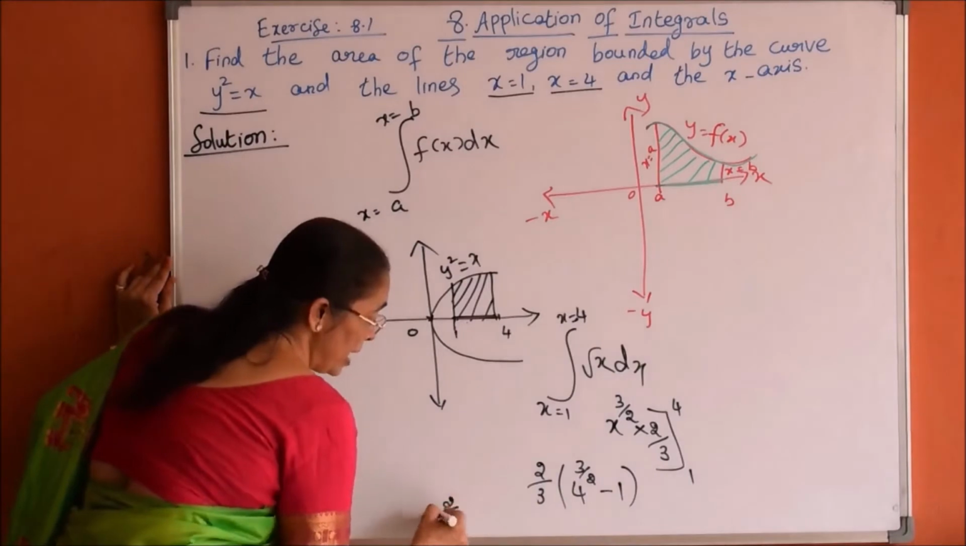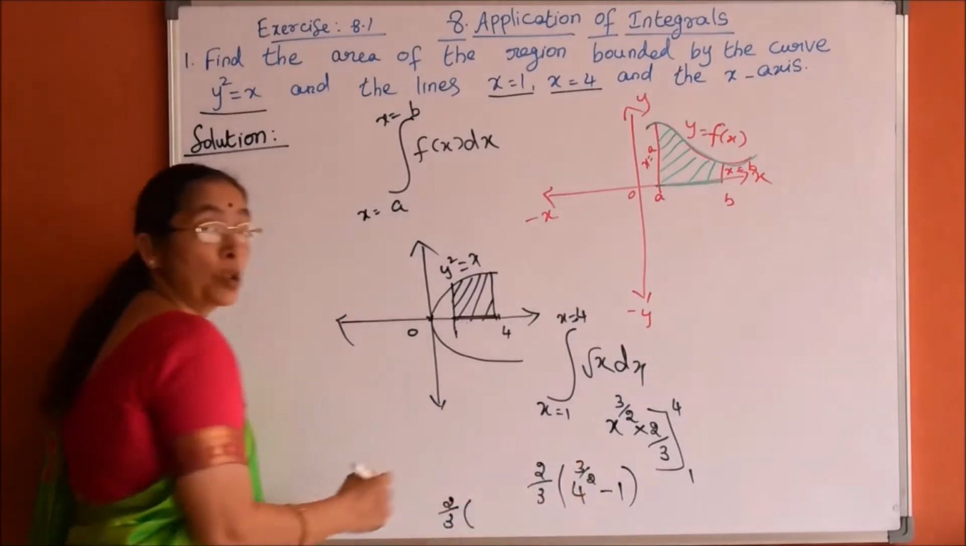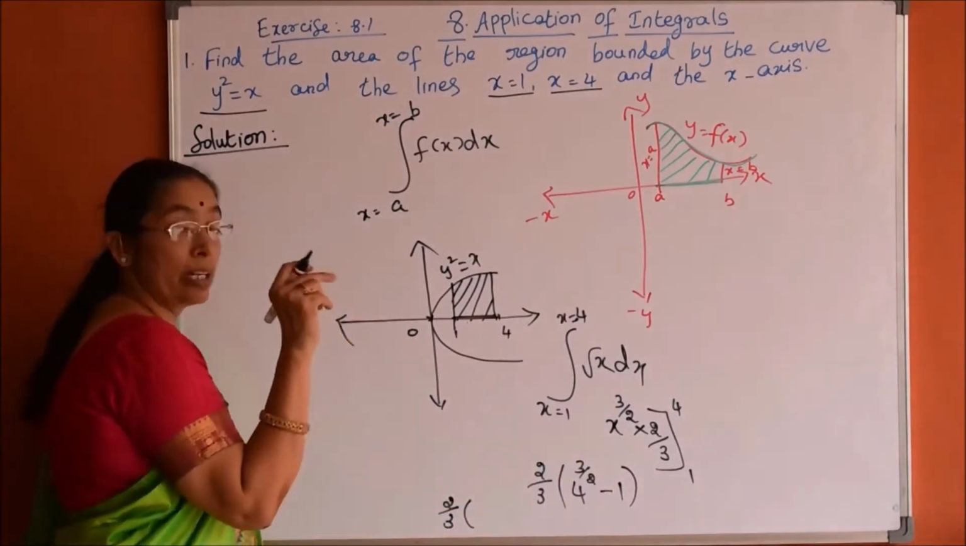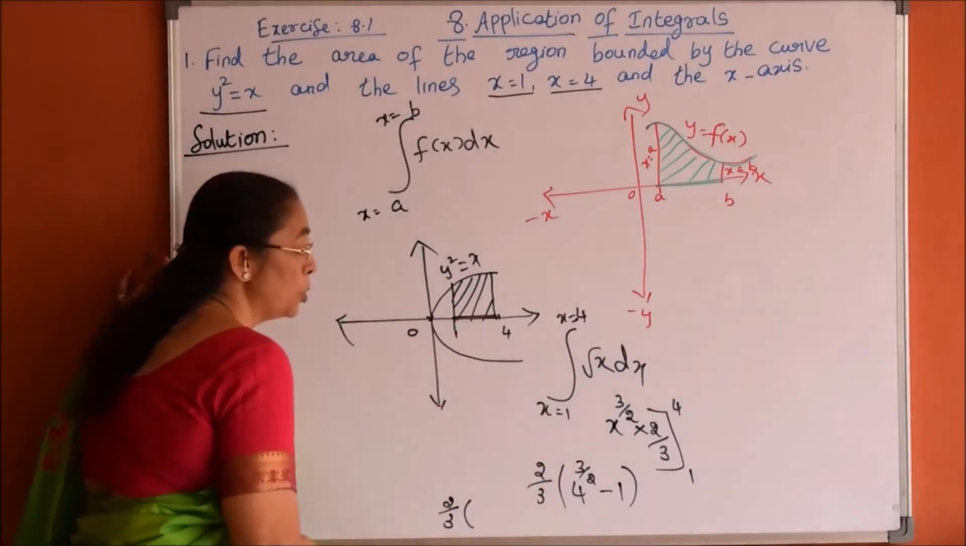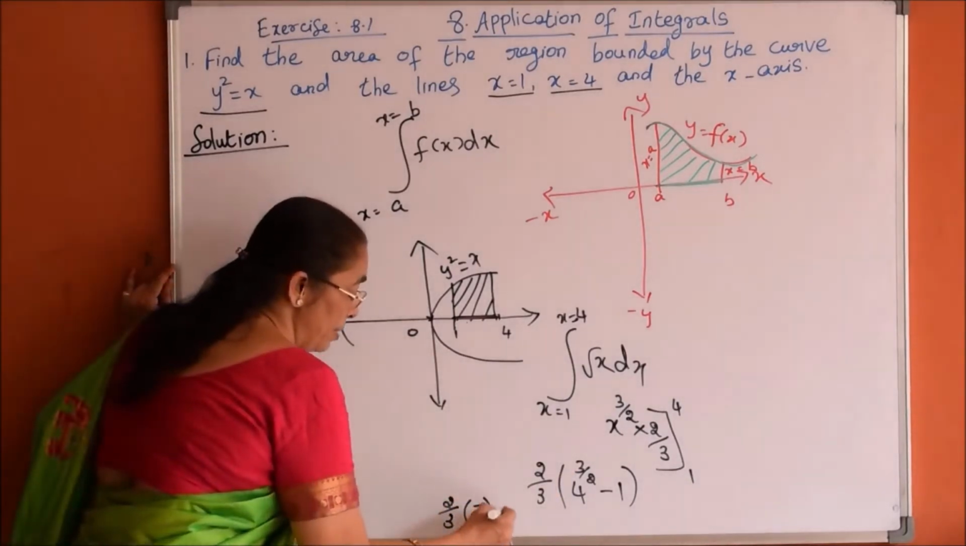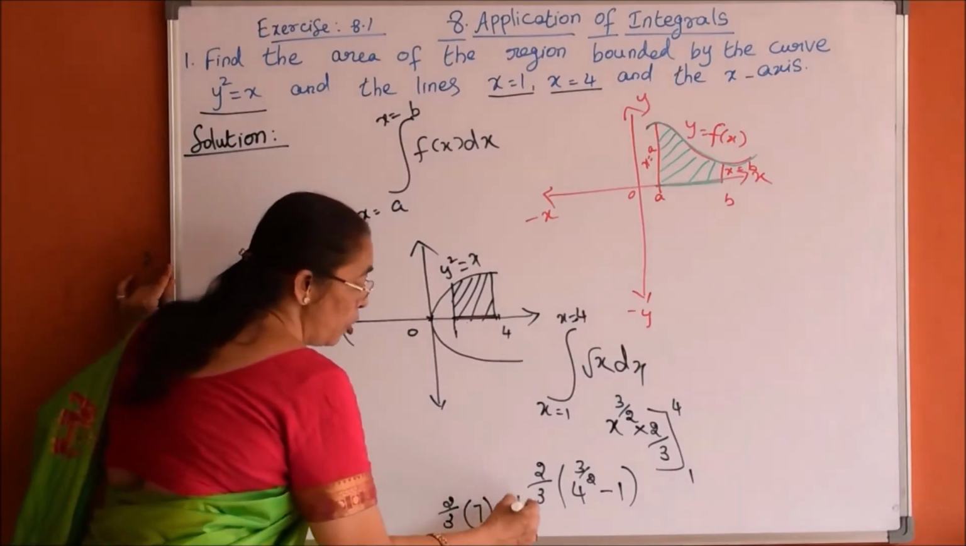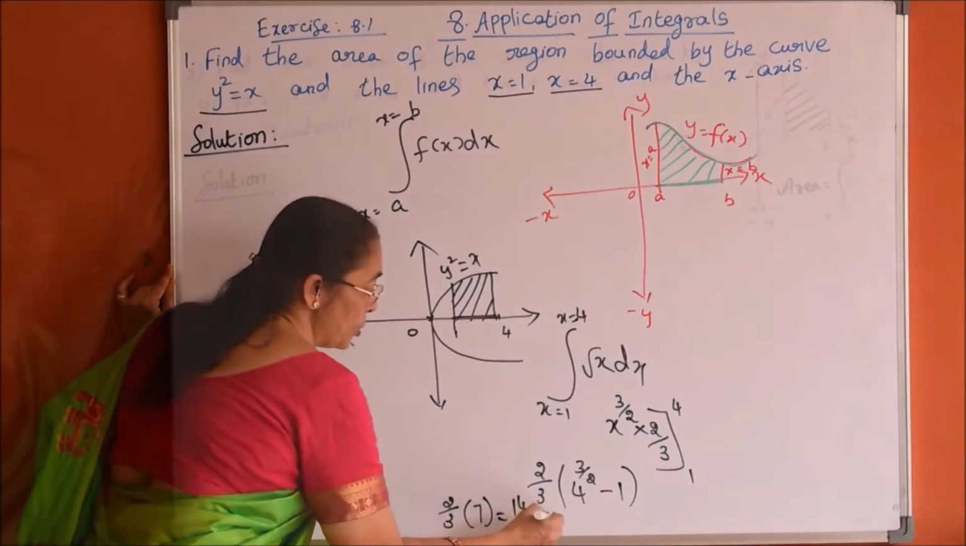So, 2 by 3 into this, 4 can be written as 2 square. So, 2 square whole power 3 by 2, the 2 gets cancelled, only 2 cube. 2 cube is 8, 8 minus 1 is 7. So, the area is nothing but 14 divided by 3 square units.